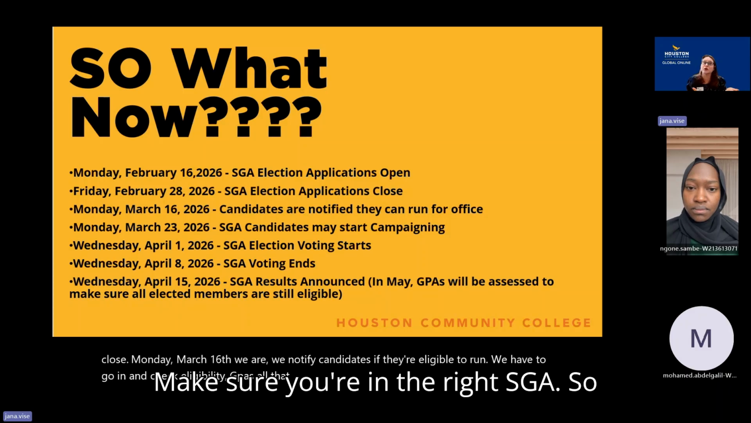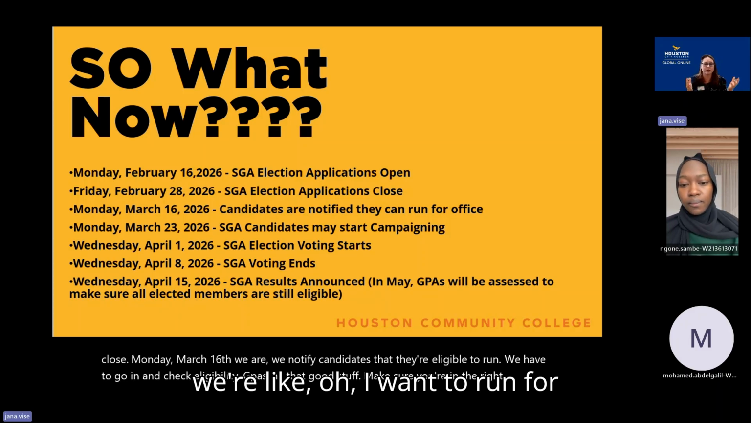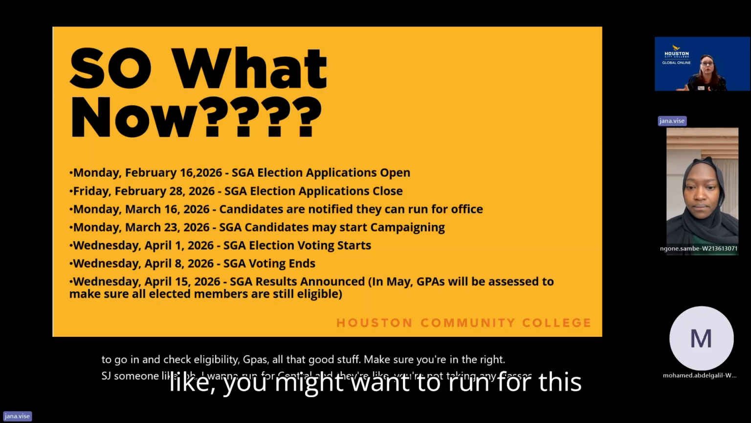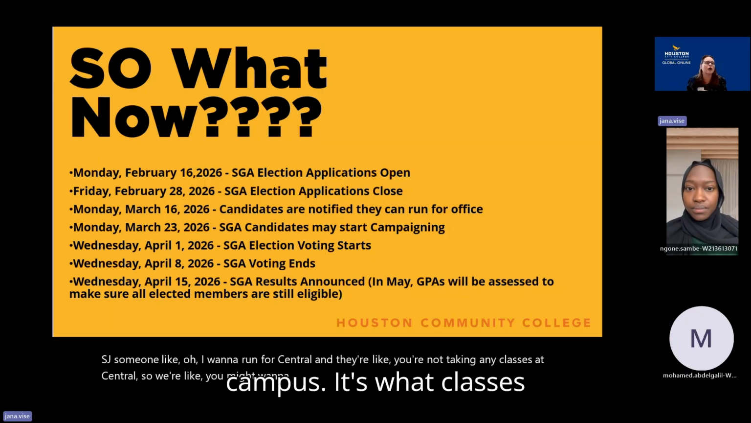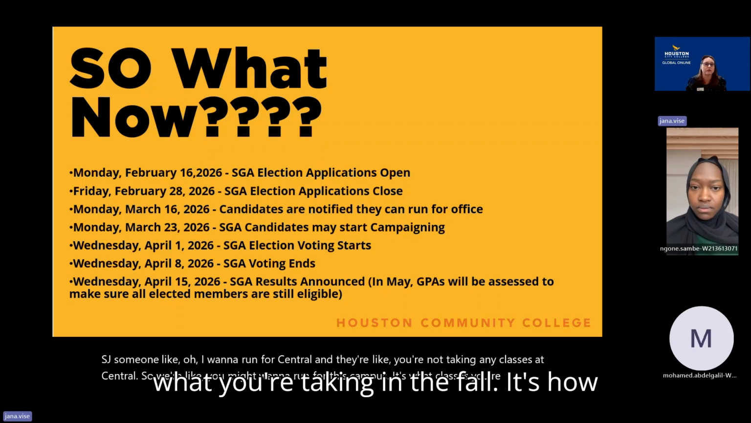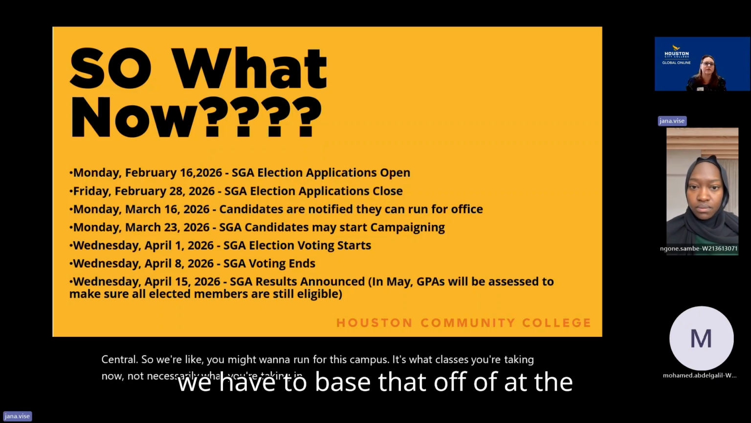Make sure you're in the right SGA. Some were like, oh, I want to run for Central. And they were like, you're not taking any classes at Central. Or like, you might want to run for this campus. It's what classes you're taking now, not necessarily what you're taking in the fall, which is what we have to base that off of at the moment.